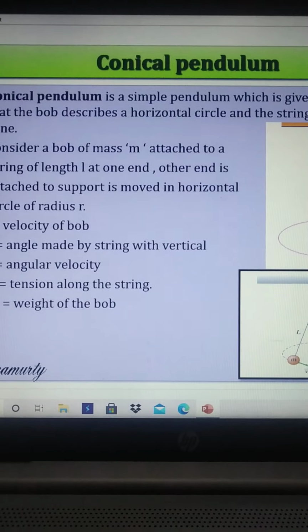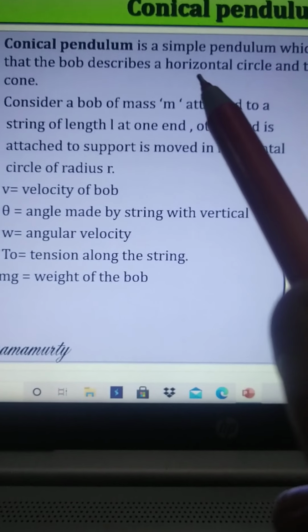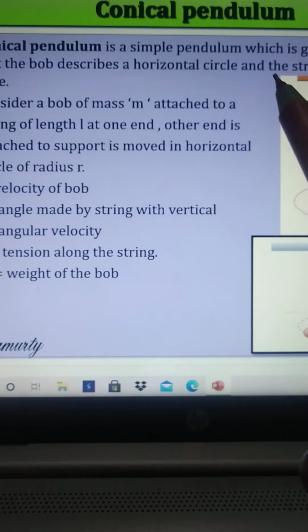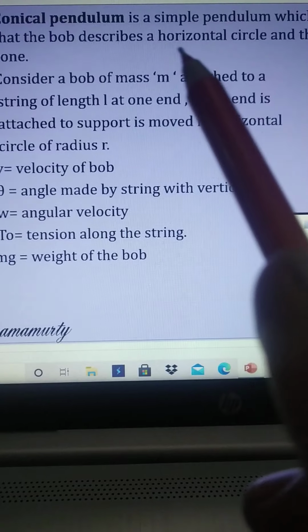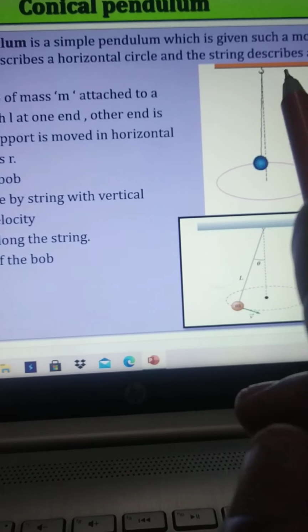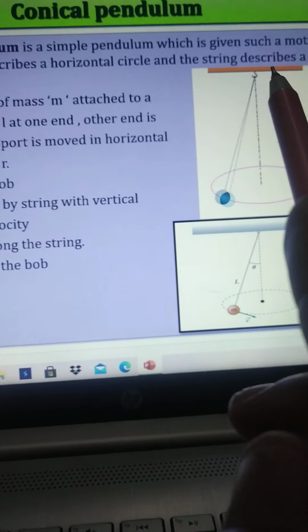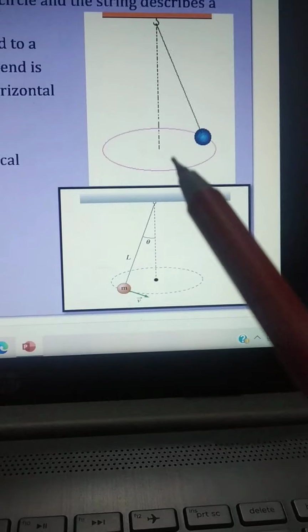Now the next application is the conical pendulum. So what is a conical pendulum? A conical pendulum is a simple pendulum which is given such a motion that the bob describes a horizontal circle and the string describes a cone. Okay, so let us see this figure.